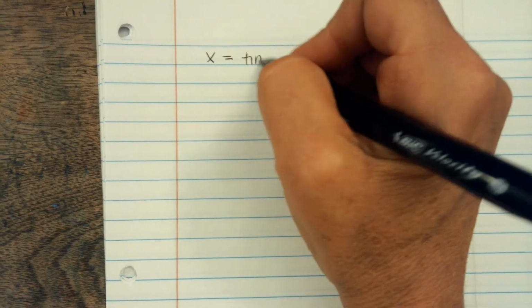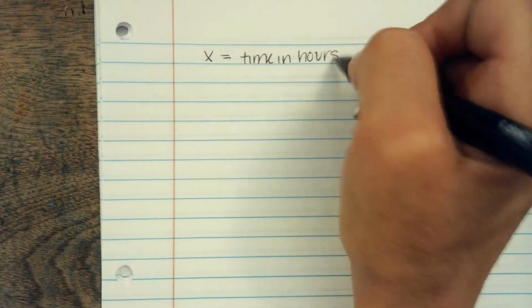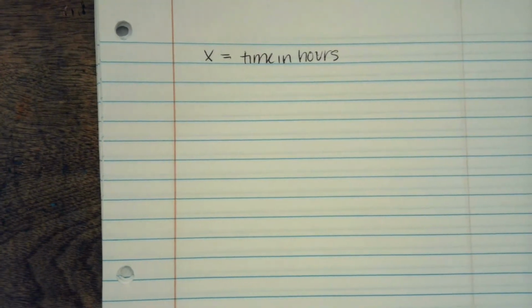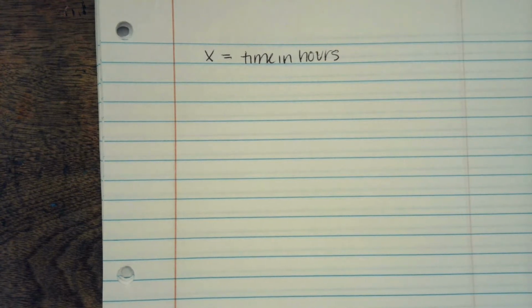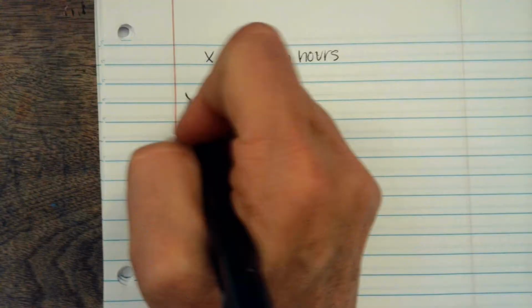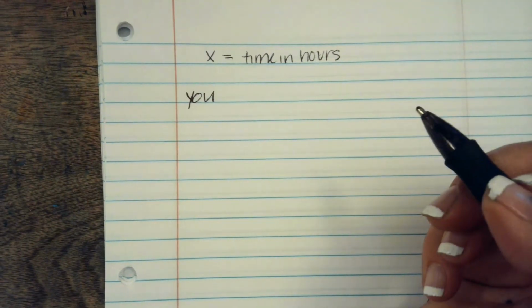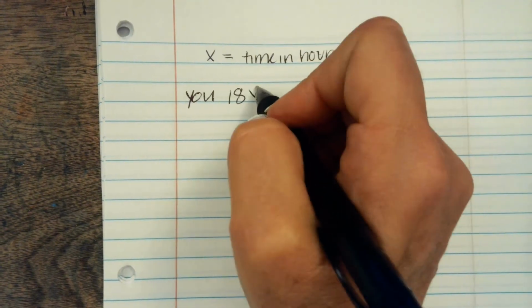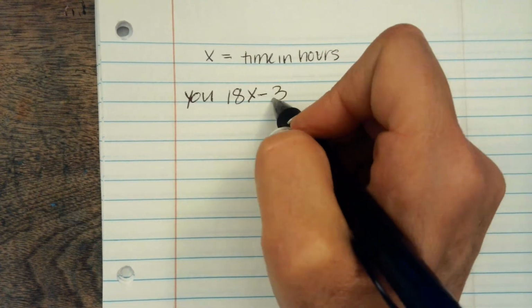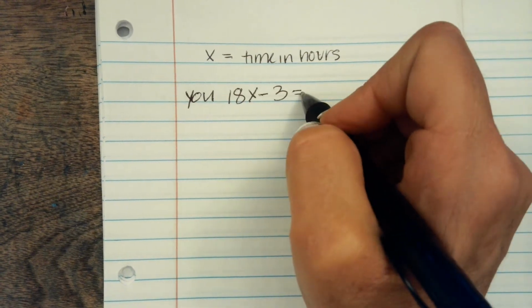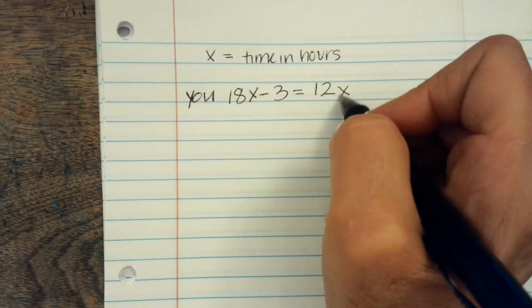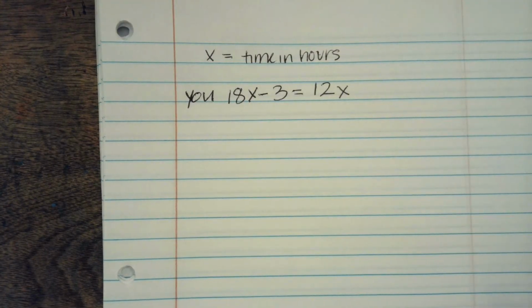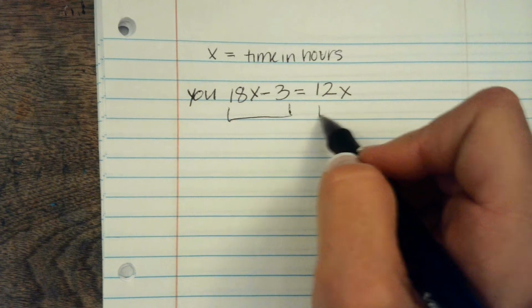Okay, so we have to establish what X is. X is going to be our time in hours. They're saying that you are biking at a speed of 18 miles per hour, and you're 3 miles behind your friend who's biking at 12x. So this is you, and this is your friend.